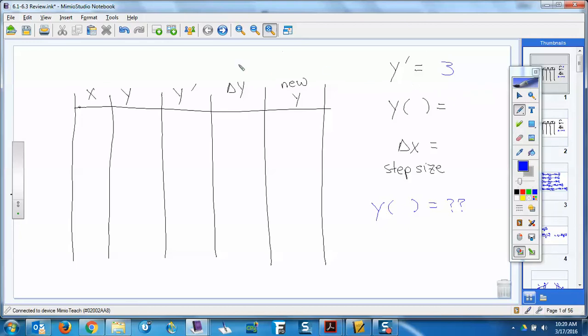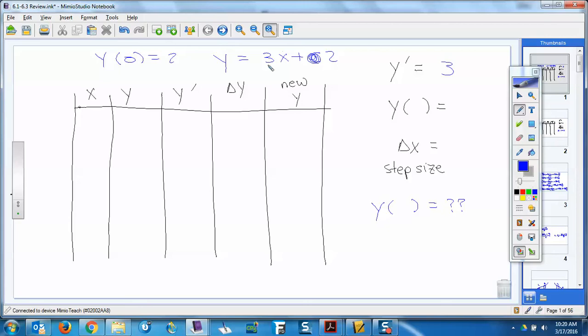But this one, the y is just going to be what? What's the antiderivative of 3? 3x plus, well, c. And then they gave you an initial condition, right? What did they tell you? y of 0 is 2. So that tells you the c is actually going to be 2. So that's the exact solution, right?